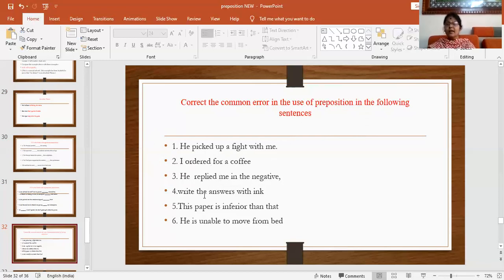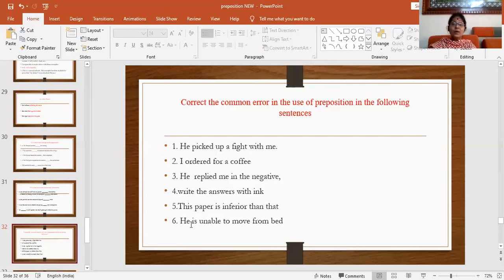Fourth one, write the answers with ink. This is very, very important, right? You should say write the answers in ink, right? Always in ink you should say, but we all make a mistake with ink. Then, this paper is inferior than that. Now the error over here is, remember, inferior and superior will always take the preposition to and not than. So it is, this paper is inferior to that.